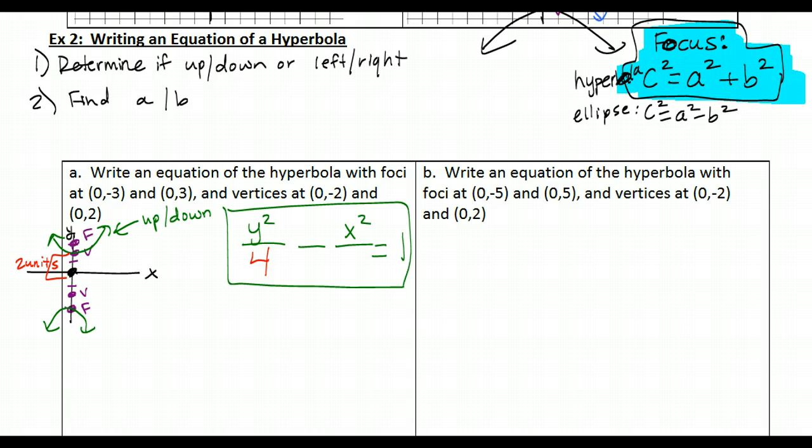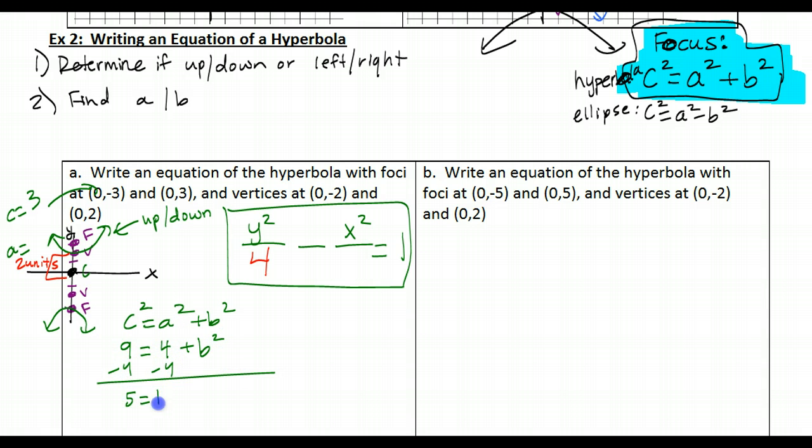And by the way, I didn't say yet, but what's the c value going to be this time? Hopefully you said 3, because the foci are 3 units away from the center. So the focus is 3 units away, the vertex is 2 units away. Actually, I should have said c is 3, and a is 2. So if I fill in this formula here, c squared would be 9, and then a squared would be 4. Let's go ahead and solve for b.